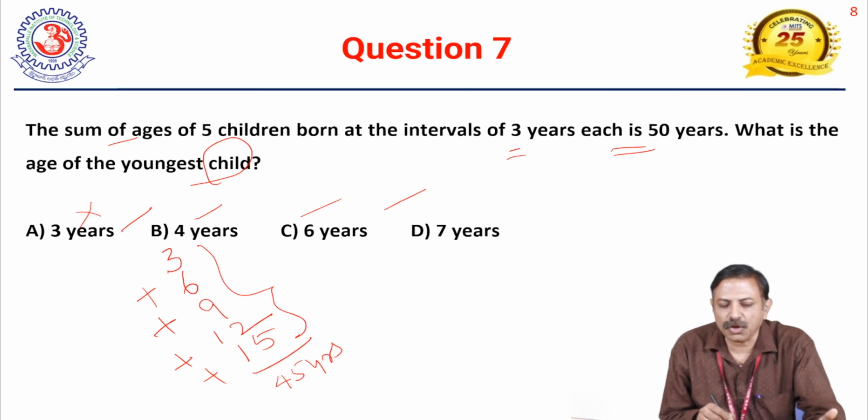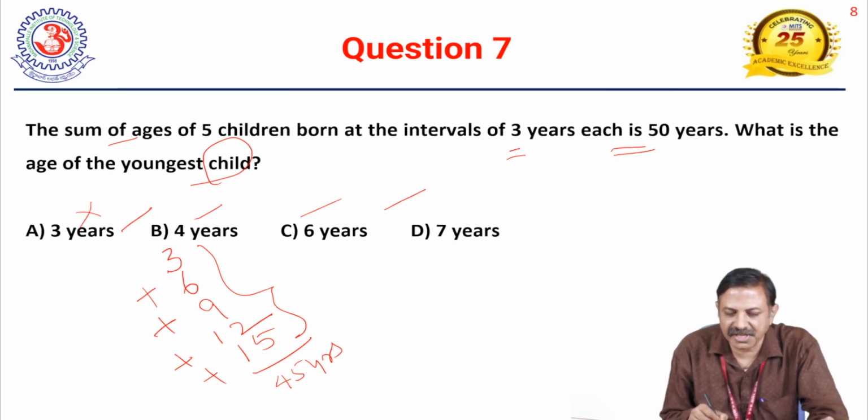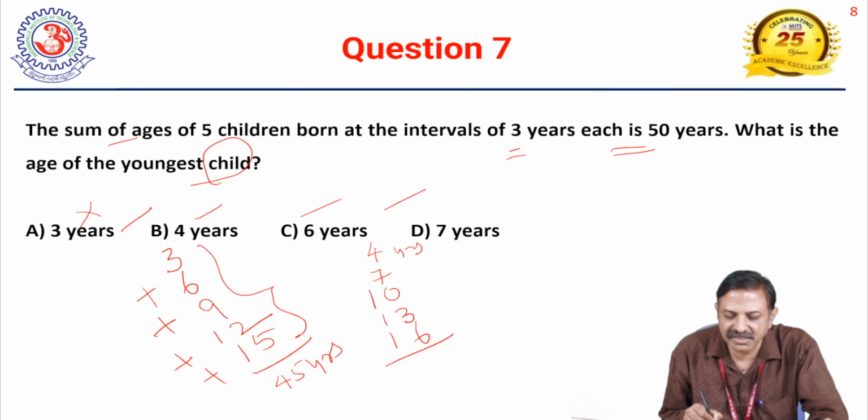Just by seeing the option, dear students, we are solving the questions without any equations. Second option, suppose the youngest child is 4 years. Next one will be 4 plus 3, 7 years. Next will be 7 plus 3, that is 10 years. Next will be 10 plus 3, 13 years. Next will be 13 plus 3, 16 years. These are the five. So if you add all these, we are going to get 50 years.